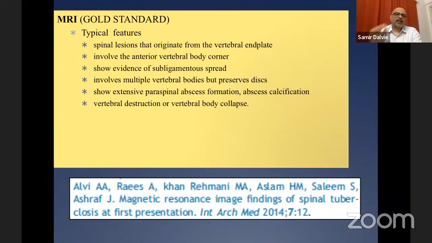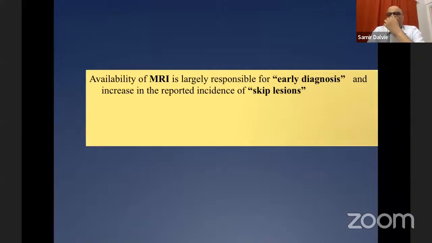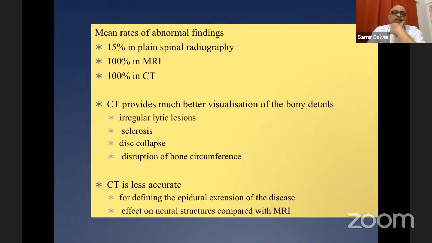So now the MRI has become the gold standard in the diagnosis, or the diagnosis of suspicion. And what we look at is the end plate. Usually it's a paravertebral lesion, paradiscal lesion. It is usually anterior, and there is subligamentous spread. You can see abscess formation, and you can see calcification in the abscesses, which sort of takes you in the direction of a diagnosis of TB. MRI is very, very essential for the early diagnosis. And as you can see, for TB, 15% in plain radiography. Of course, there are different papers, but 100% you can diagnose it on the MRI or even on the CT.